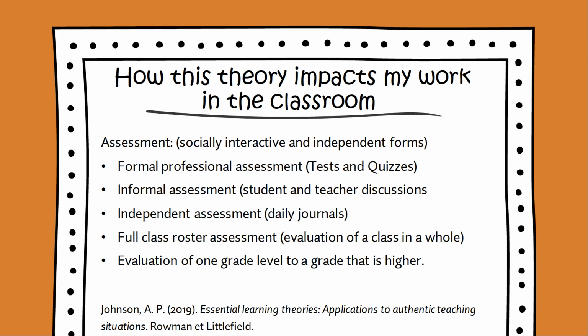And then we have the independent assessment in the form of daily journals. A student can create a diary or a journal that they fill out each day in class, and the instructor can review these at the end of each week and then meet with the student one-on-one to discuss the journals. We have the full class roster assessment, where we have a full evaluation of a class as a whole using the social cognitive learning theory. And then finally we have the evaluation of one grade level to a grade that is higher. So this would be if we took a first grade class and compared it to the students in a second grade class.